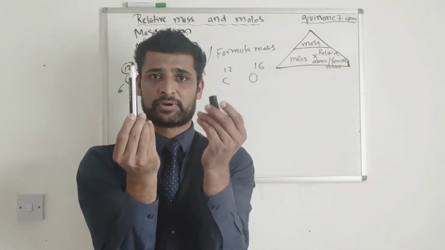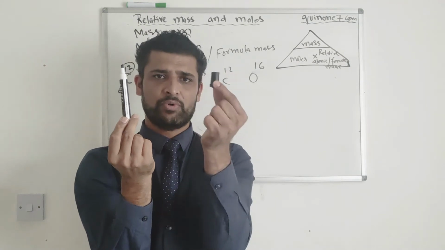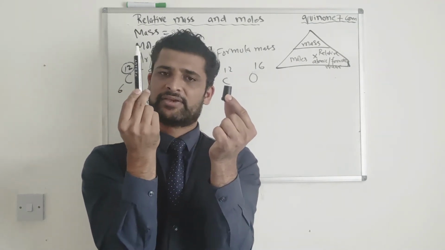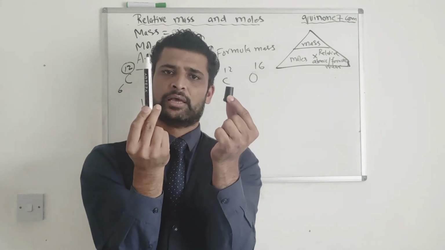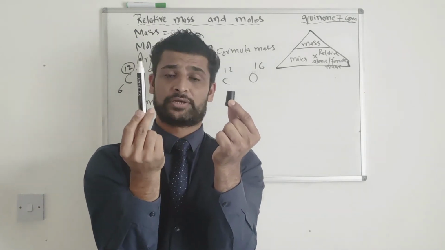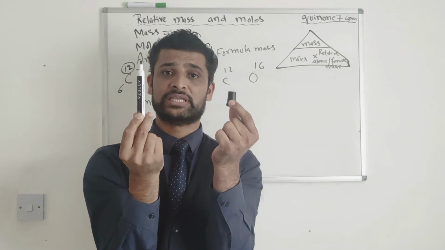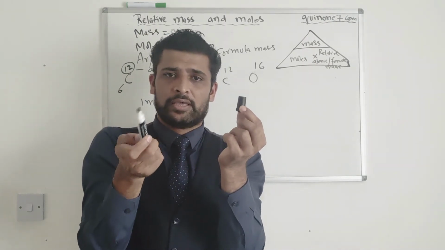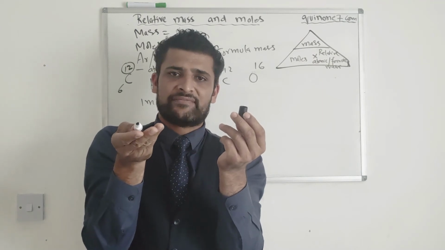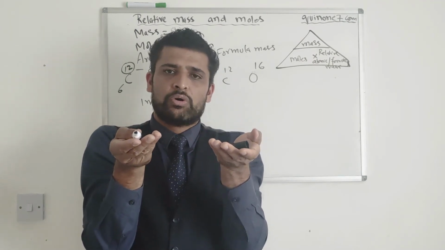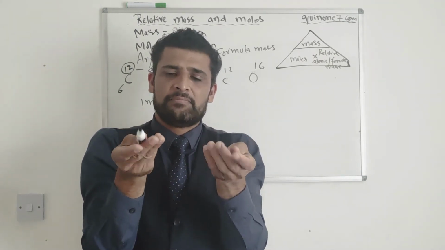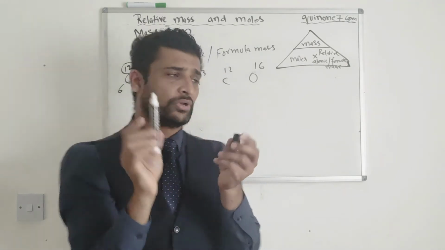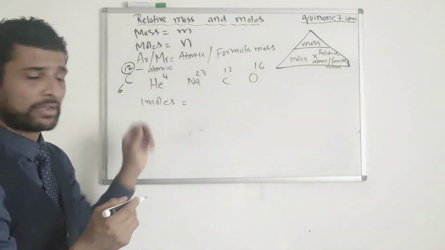Let's just see an example of this. If I say 1 mole of this will have the same number of particles, and I say 1 mole of this marker has got the same number of particles, 6.02 times 10 to the power 23 markers. Both have the same number, but this one will be heavier than the lid. So numbers can be the same, but the mass can be different.